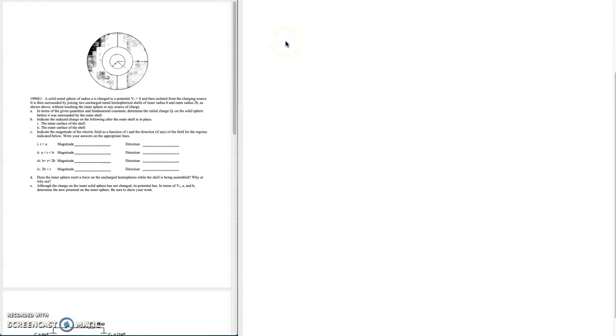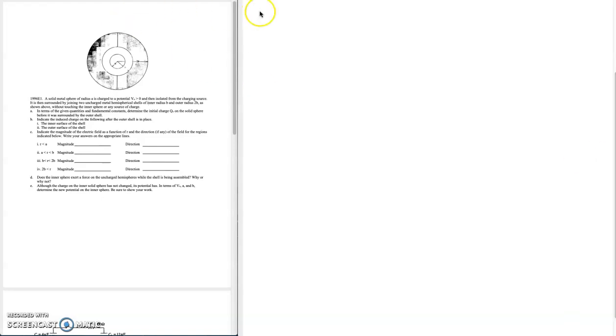1996 E&M number 1. They've given us a solid metal sphere of radius a charged up to an electric potential. Then we're going to isolate it by putting a shell around it of inner radius b and outer radius 2b. You need to keep in mind we've measured the voltage, but we haven't directly measured the charge, kind of like we did in class with voltmeters, we measure the voltages, but we didn't measure any charges directly.